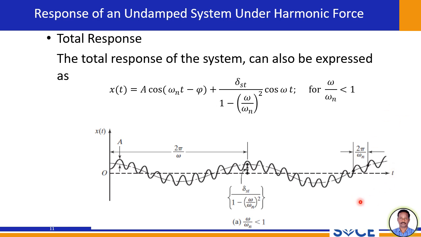Remember, this specific form of the total response is valid only when the frequency ratio is less than 1. In this case, the forced vibration is in phase with the external force and the total response shows a combination of the natural and forced vibrations.